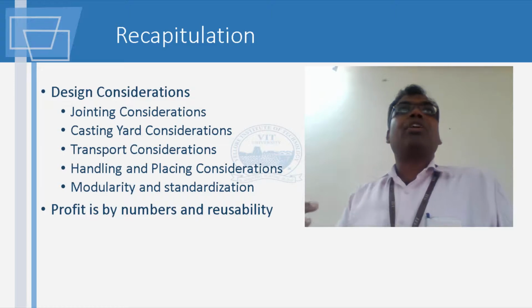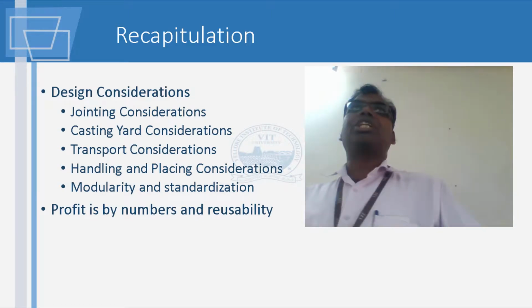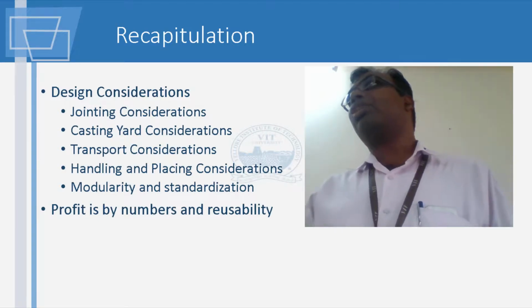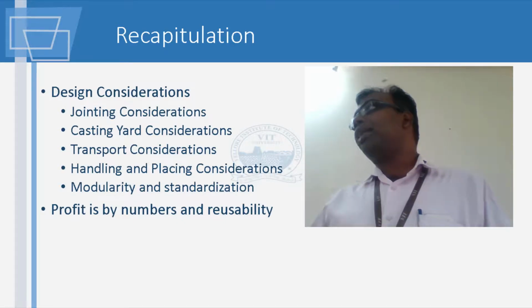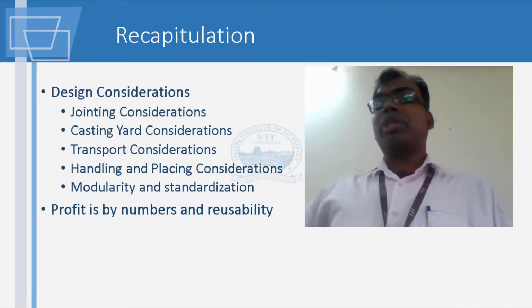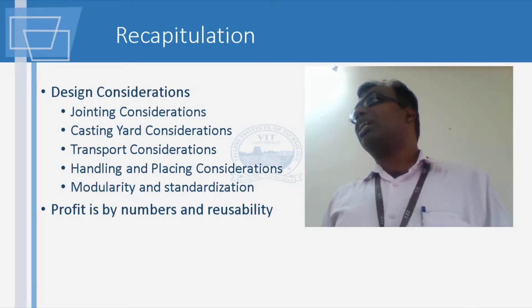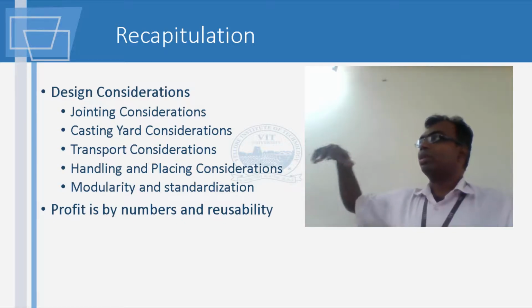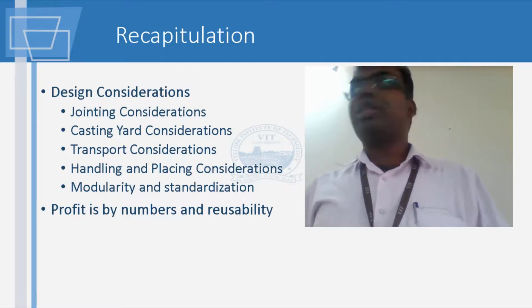Second is the capability of your casting yard. Is your casting yard capable of handling such a huge element? Or if you are going to go for a small element, you may find trouble in loading or storing the element. Then the other important thing is the transport consideration. How big you can go depends on the type of transportation which you are going to be using.